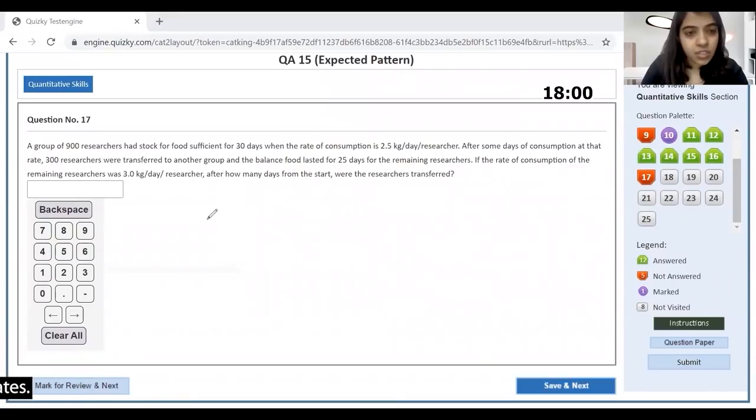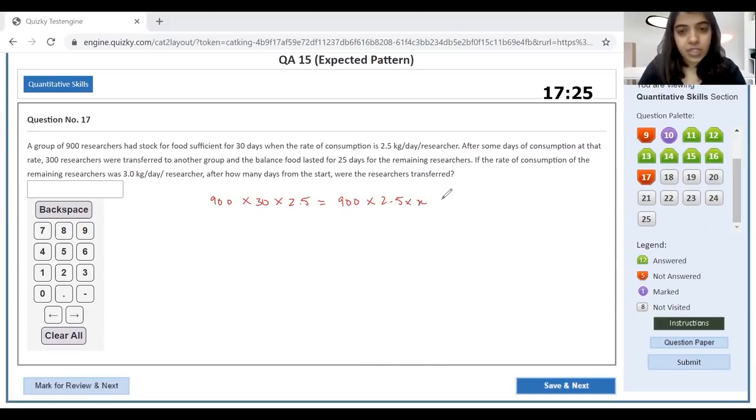Okay, 900 researchers had stock for food sufficient for 30 days when the rate of consumption is 2.5 kg. Let's just see, 900 researchers into 30 days when each researcher eats 2.5 kg per day. This is what we have, the stock currently, right? After some days of consumption at that rate, 300 researchers were transferred to another group and the balance food lasted for 25 days.